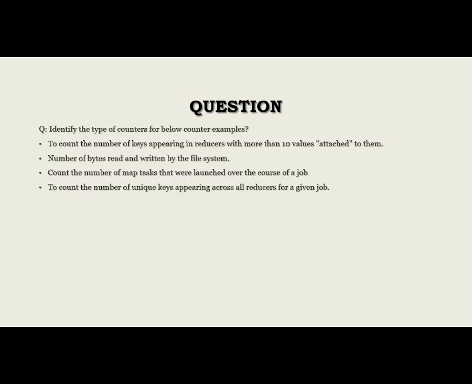So the question is to identify the types of counters for the below counter examples. To count the number of keys appearing in reducing, for that we will use a user defined counter. The number of bytes read and written, for that we will use built-in. To count the number of map tasks that were launched, we will use user defined, and to count the number of unique keys appearing across, we will use the built-in counter. Thank you.